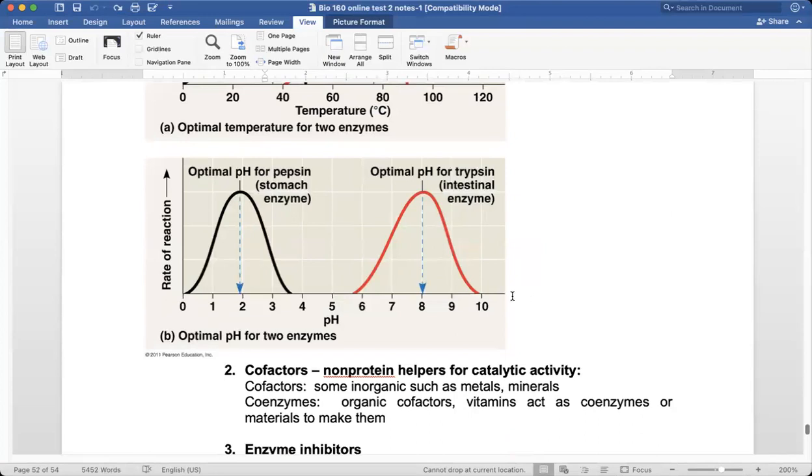Enzymes also tend to have an optimal pH. So things in our stomach, like pepsin, have to function at about a pH of 2, but there are other enzymes later on in the tract, like trypsin, that need to have things be about a pH of 8 to work. That's why you can't just mix them all together in one place. If you did that, you wouldn't have the right pH for either of the enzymes to work.